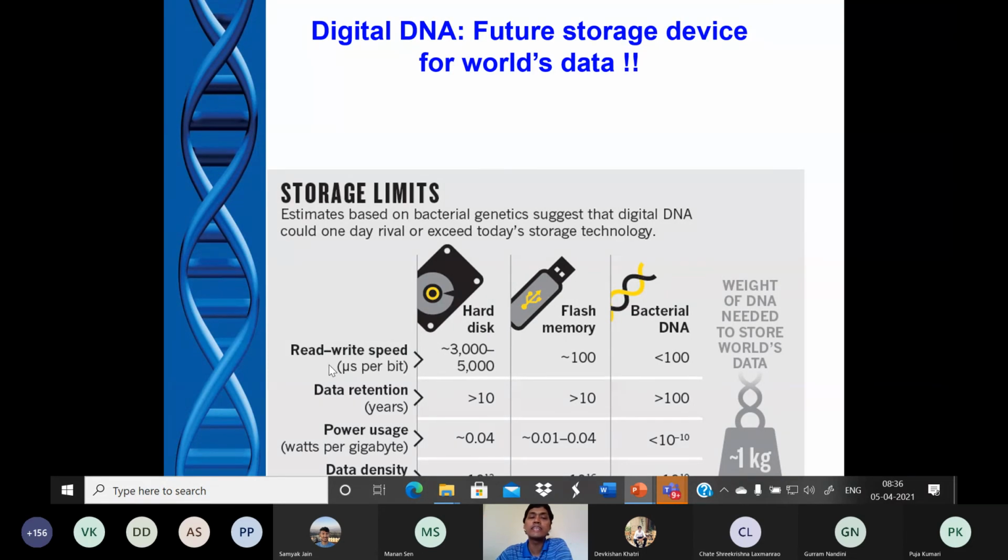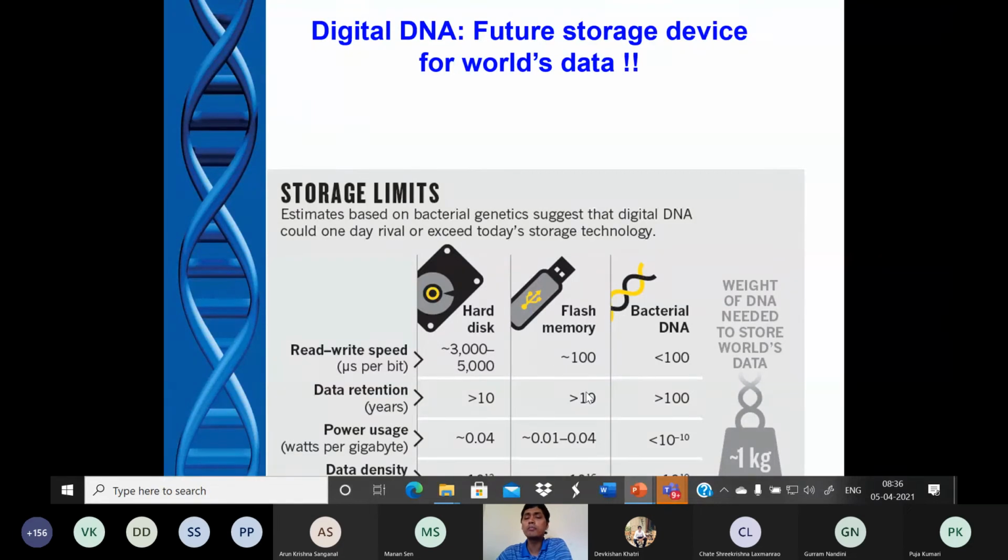If you see the read and write speed, that is actually one of the drawbacks in the case of DNA. The thing is, you have to write the information into DNA if you want to use it as a storage device, right? So this read and write speed is a little bit difficult, at least today. Maybe after 50 years, 100 years, I don't know what is going to happen. But in hard disk and flash memory, all of you know how fast you can read and write.